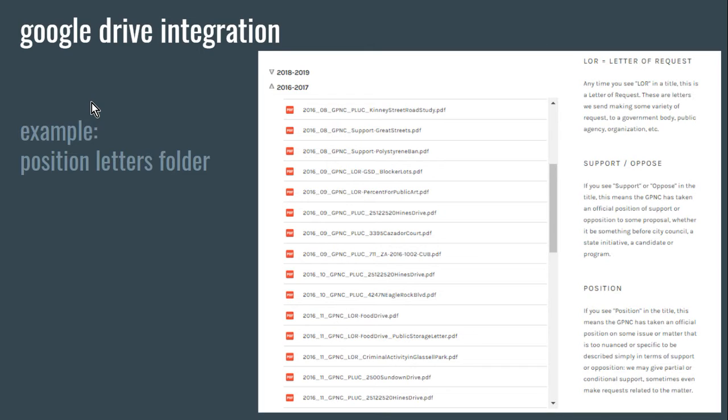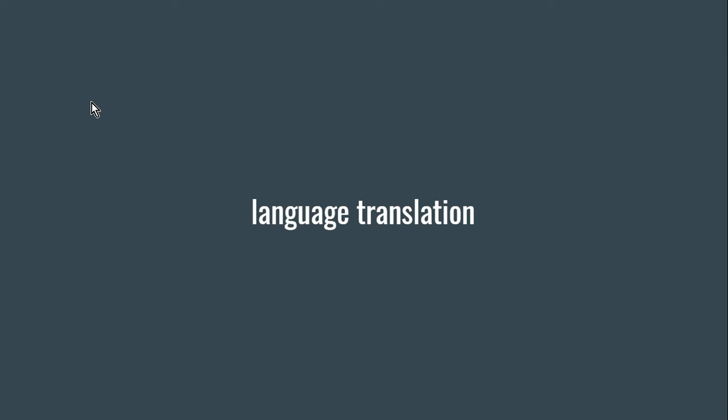Now we return to the right-hand column usage that I mentioned earlier. For this folder, a legend that helps make sense of our file naming conventions at a quick glance. Language translation.